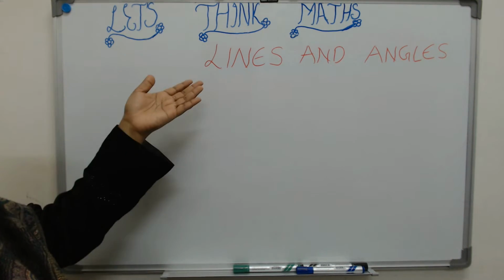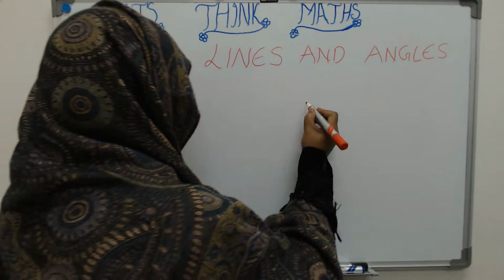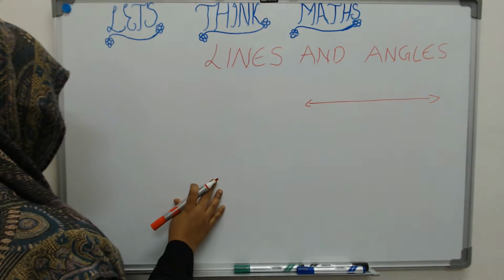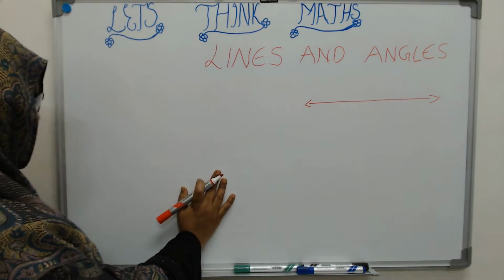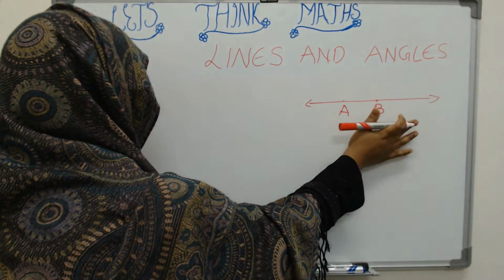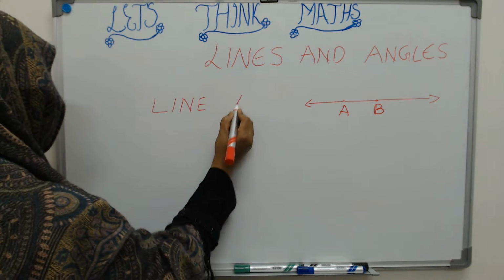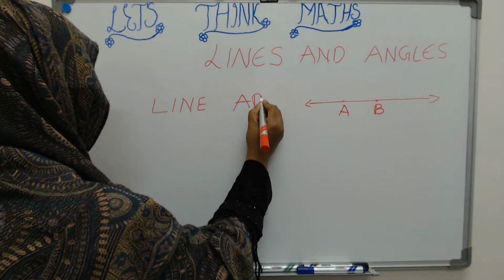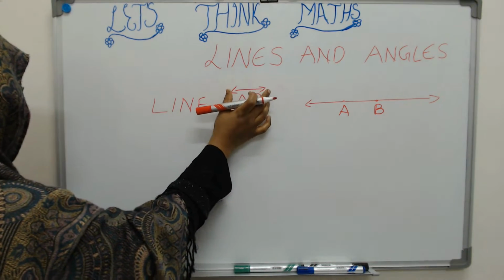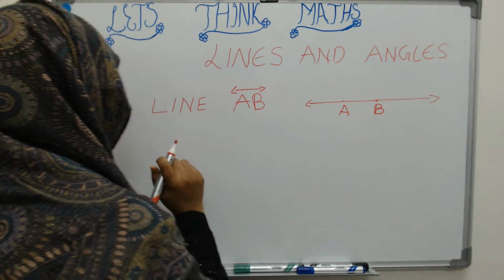In this class, let us learn about lines and angles. First, we will see how a line looks like. A line goes endlessly on both sides. So, how do we represent a line? If A and B are 2 points on a line, then we represent this line like this. We write A, B and we put a line like this. See, there are arrow marks on both sides, which means on both sides it is going endlessly.